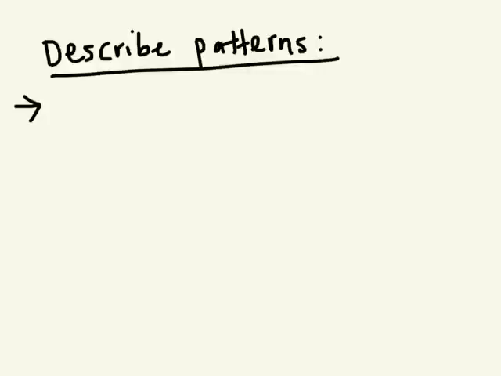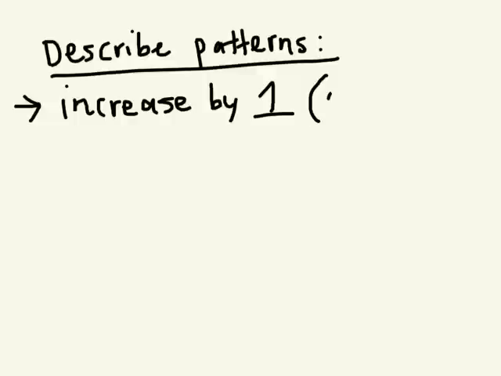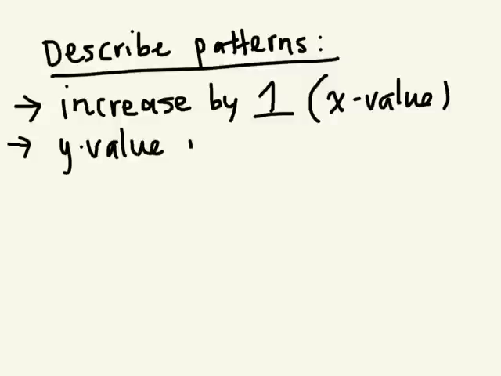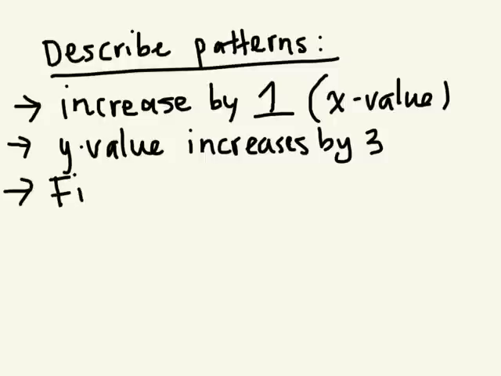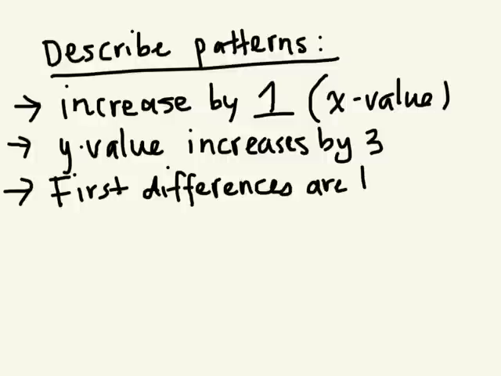Okay. The first column, which is our x values, increase by 1. Perfect. Okay, it's going up by 1. Excellent. And that's the x value. Good. The y value increases by 3. Excellent. First differences are exactly the same, and it was 3 every time. Okay, the first differences are the same.